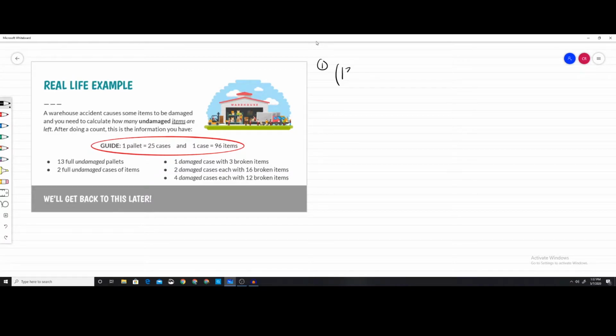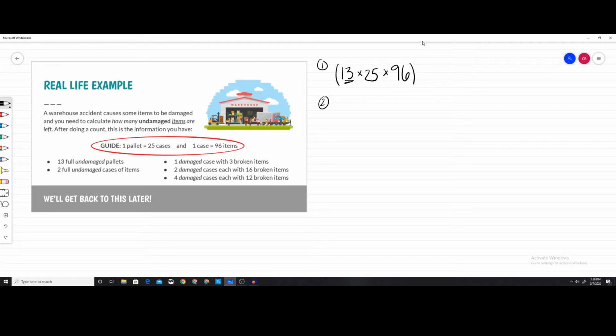So I'm going to start with the number 13. Okay, and then in my guide, it tells us that every pallet holds 25 cases. So I have 13 pallets. So I'll multiply that by 25 so I see how many cases are in that pallet. But then, remember, we're focusing on items. So in order to convert this to the number of items, I need to see that every case is equal to 96 items. So I'm going to do one more multiplication, and I'm going to put the number 96. And that's my first bullet point. So this is giving me the number of items in that first 13 pallets.